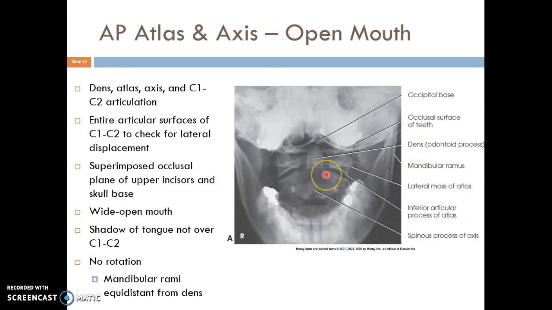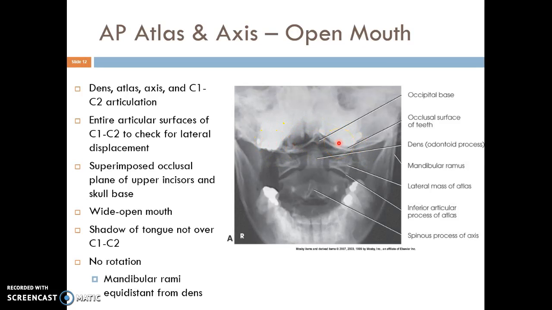So again, we're going to see similar anatomy. This is all about seeing the dens. We also want to see the entire articular surface of C1 and C2. We need to see that interspace, the joint space. We need to see the occlusal plane and the upper incisors superimposed, so the base of the skull and the tip of the teeth need to be superimposed.